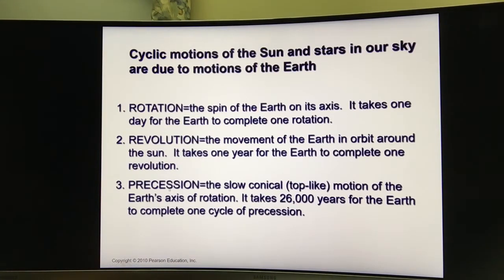The third motion is called precession. Precession is the slow top-like motion of the earth's axis of rotation. It takes 26,000 years for the earth to complete one cycle of precession. So it's a very, very slow motion. Actually, during our lifetime, we probably don't even notice that.